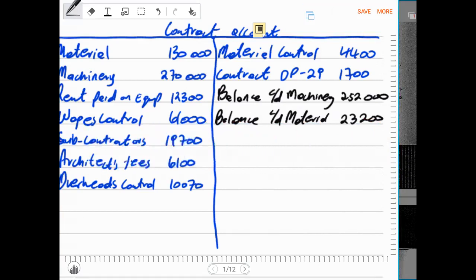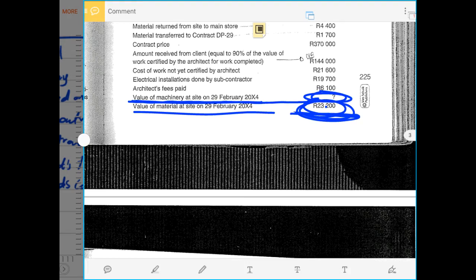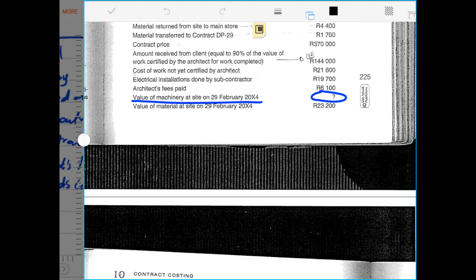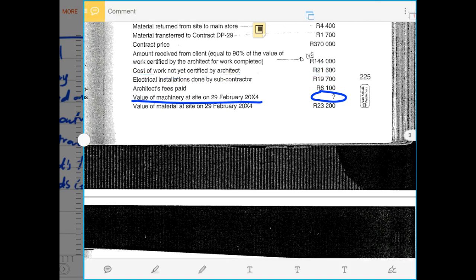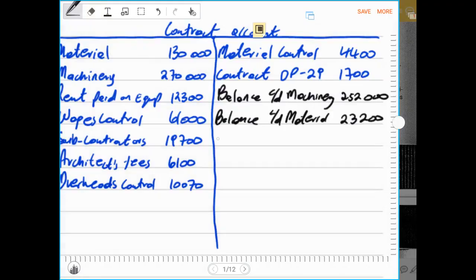Then we have to check if there was any uncertified work. If there was uncertified work, the value of the cost of the uncertified work should be recorded on the credit side. There was the cost of work not yet certified, 21,600. 21,600 is the cost of the work not yet certified. So now we'll have to record that as the balance on the credit side. Balance carried down, which is the value of the uncertified work.